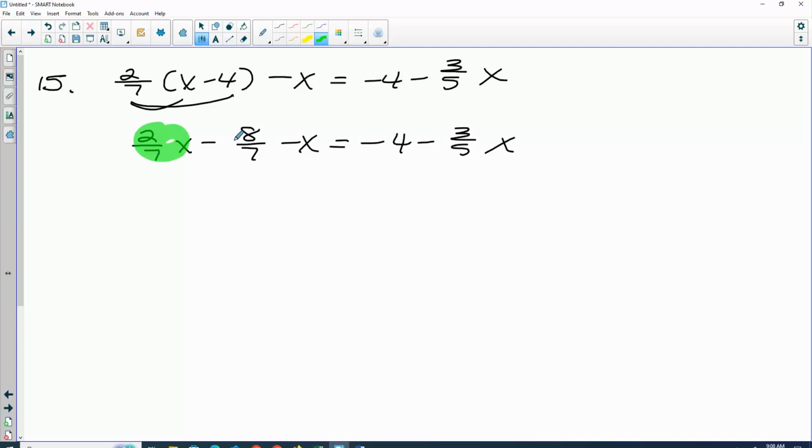Combine like terms. 2 sevenths x and -1x. So 2/7 minus 1 is -5/7 x. That's 8 sevenths. Equals -4 minus 3/5 x. Then what?